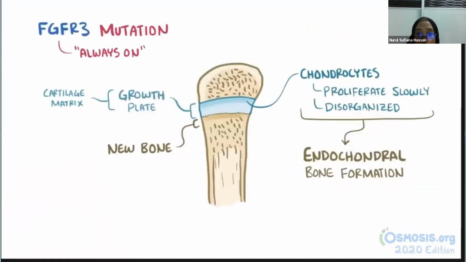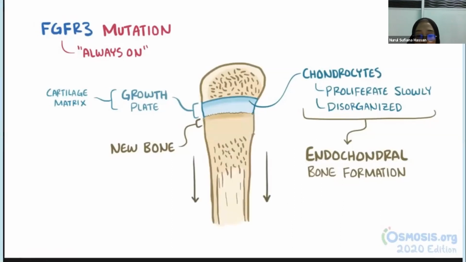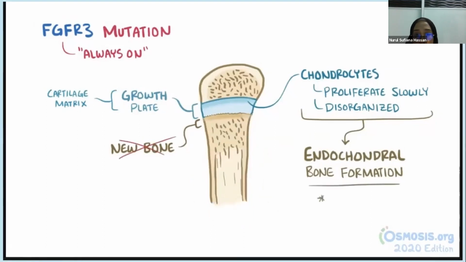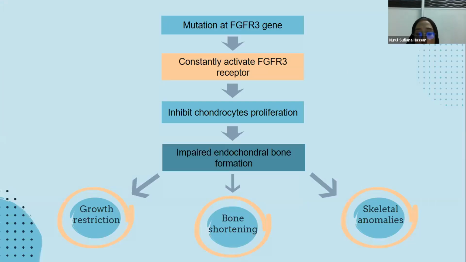More specifically, FGFR3 that is always active causes chondrocytes at the growth plate to proliferate slowly and become disorganized. This will lead to impairment of the endochondral bone formation, which is the process of bone elongation. So when mutation happens, bone cannot elongate because it is inhibited. The result is growth restriction, bone shortening, and skeletal anomalies.